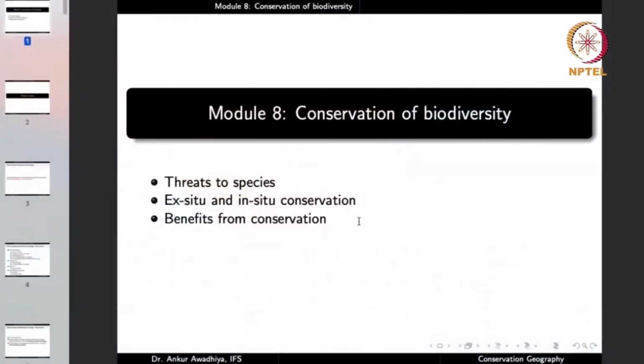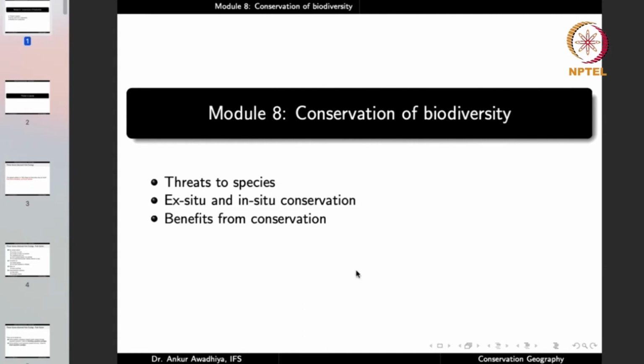Now, a large fraction of these threats are because of the impacts of human beings, the anthropogenic influences. So, for instance, if we remove forests, if we divert forests for, say, agriculture or for setting up of buildings or industries, then the habitats of the species are lost. That is a major threat. So, in this lecture, we shall look at the different threats that are there to different species.